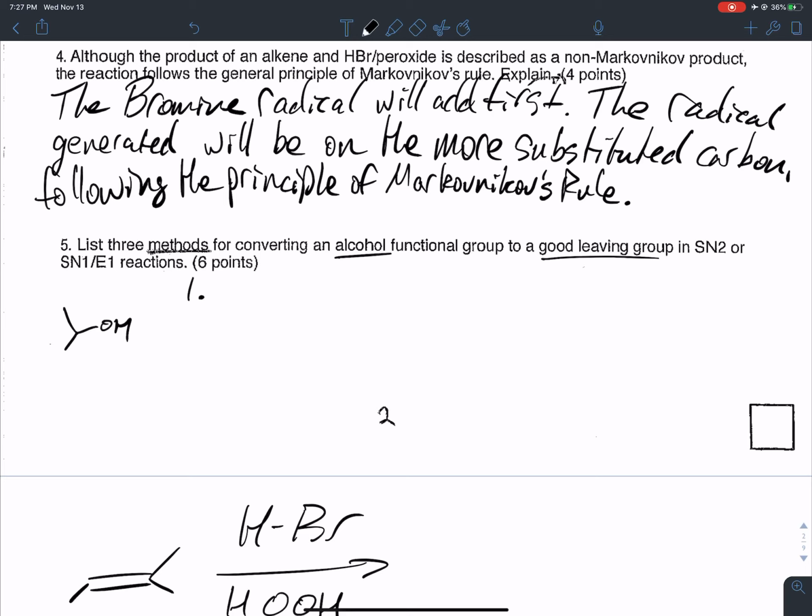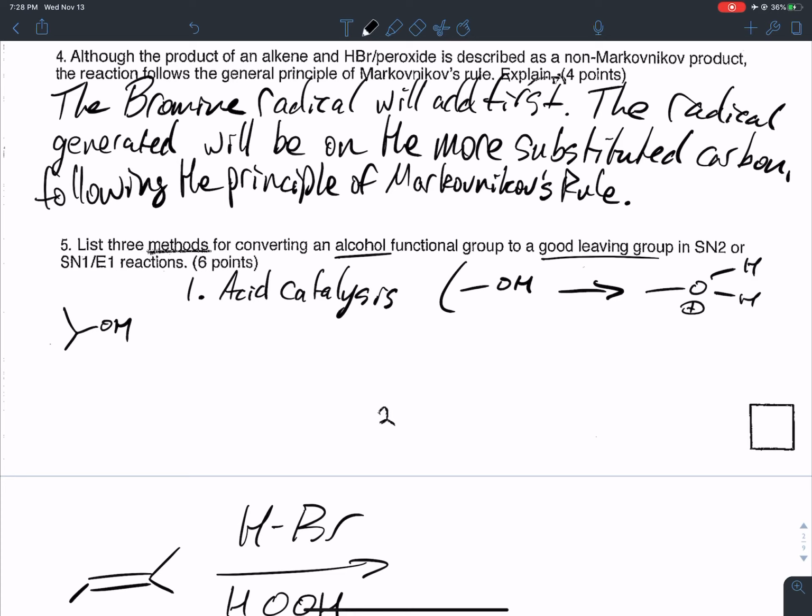So our first method would be acid catalysis. That's kind of a fancy way of saying that we could use like acid catalyzed dehydration to turn the group into H2O plus. So we've added that positive charge on there. Is it good? Is it a good leaving group now? Awesome. So that's one method by which we could do it. What's another way we could do it?